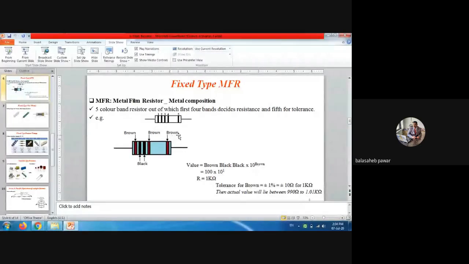Again, the measurement or calculation of resistance is the same as that of CFR.